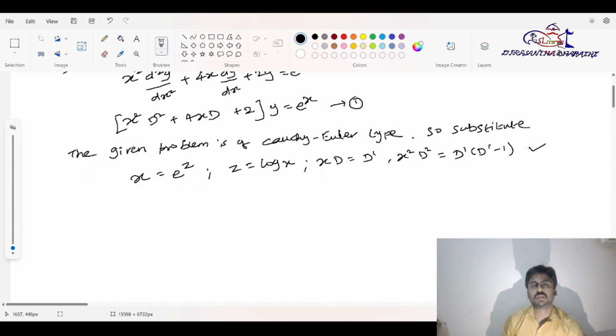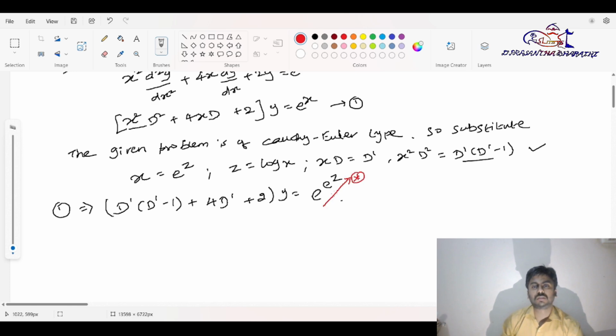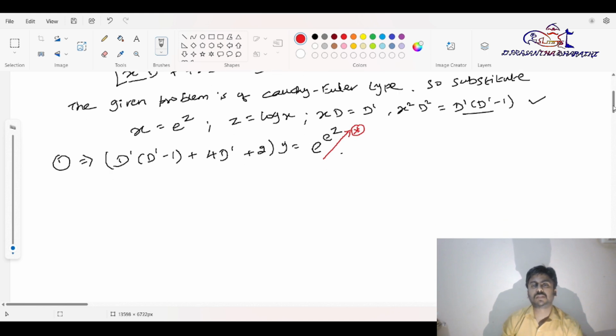When you substitute these things in equation 1, x square d square is replaced by d dash into d dash minus 1. So you are getting (d dash into d dash minus 1 plus 4d dash plus 2) into y equal to e power x. Here xd is replaced by d dash. So e power x means what? x equal to e power z, so you will have e power z. So here comes the toughness, because here you are having e power z. This toughness is making this problem very important.